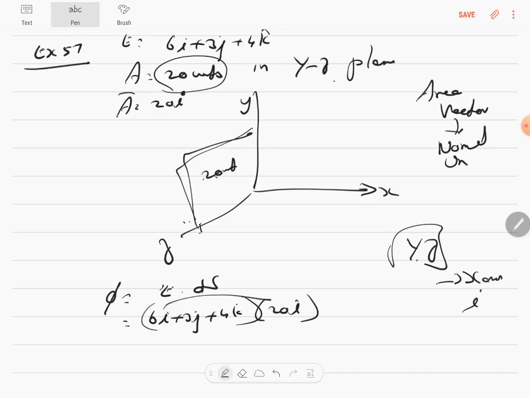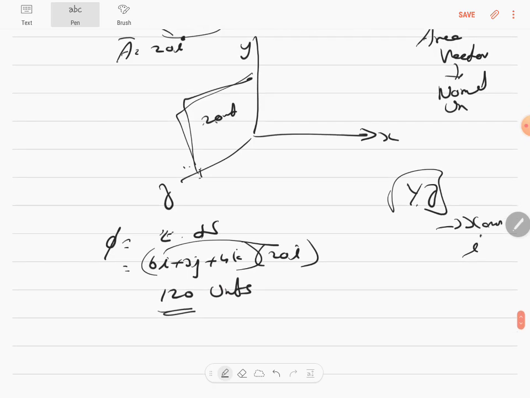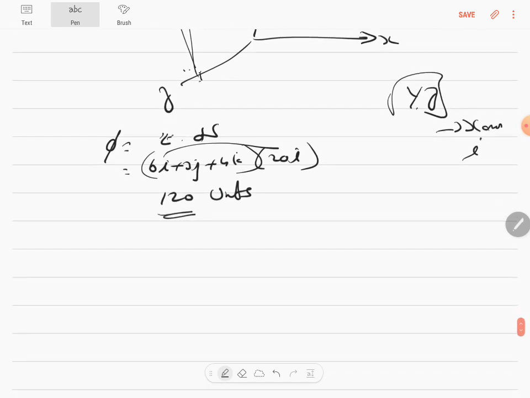So you can only dot an i and an i. Therefore it's 120. That will be your flux, 120 units. Okay, so that's what it is. Let's go to the next sum.